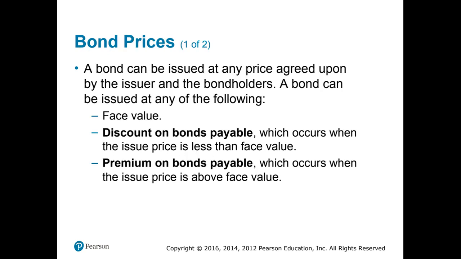A bond can be issued at any price agreed upon by the issuer and the bondholder, and a bond can be issued at any of the following. So we can issue a bond at face value. We can issue a bond with a discount on bonds payable or a premium on bonds payable. A discount on bonds payable occurs when the issue price is less than face value. A premium is when the issue price is more than face value.